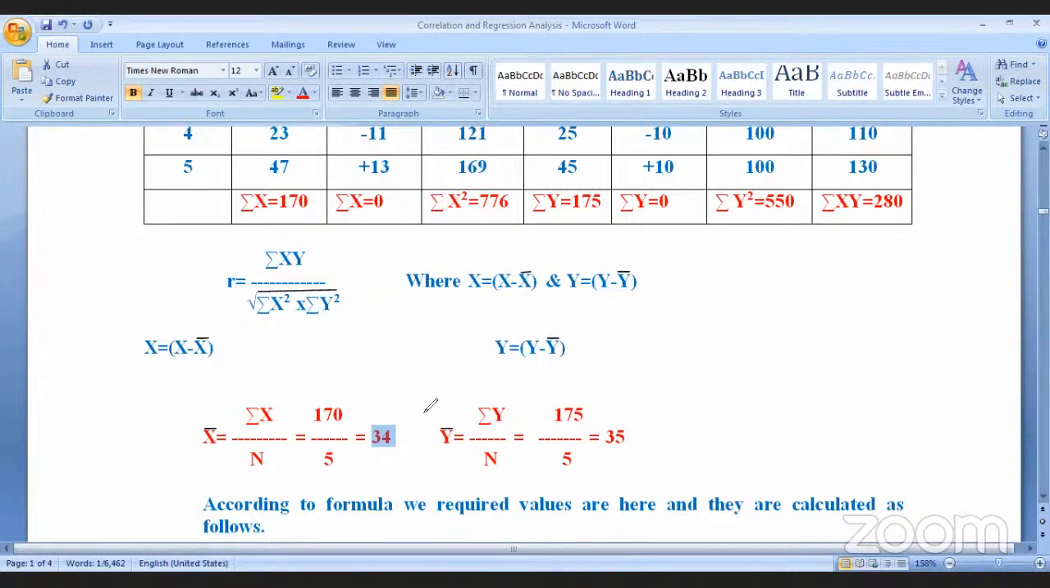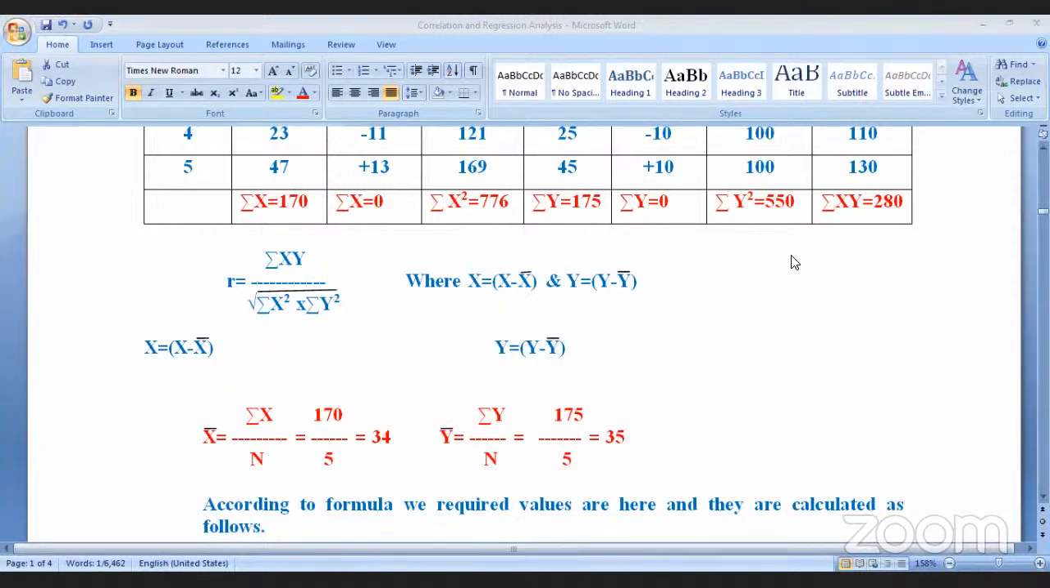In the case of y bar, again we need to check in the same manner. Sigma y by n, 175 by 5, that is 35. In both these situations we got only whole number values, that is 34 and 35, not decimals or fractions. If you got a value like 34.01 or 34.10, then we can say that we are going to apply the assumed mean method, either in x or in y. But in these two situations we got different values, but whole numbers. Then we are going to apply the actual mean method here.